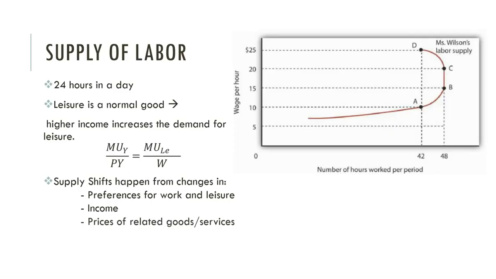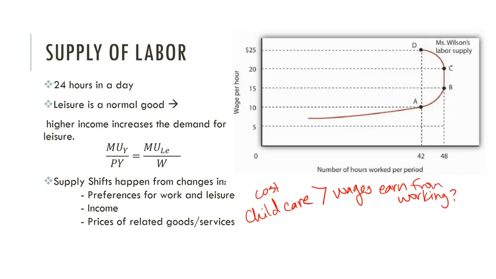Prices of related goods and services. So, one good example of this would be childcare. If you are working, what are you going to do with your kids? Childcare is extremely expensive. And for some people, the cost of childcare is actually greater than the wages they're going to earn from working. So, what's going to happen in this case? Well, you either have to pay more money to send your kids to childcare than what you're earning, or sometimes people will say, I'm just going to not work.